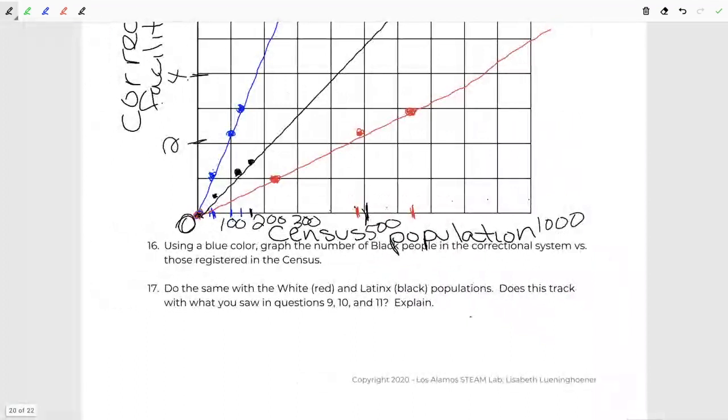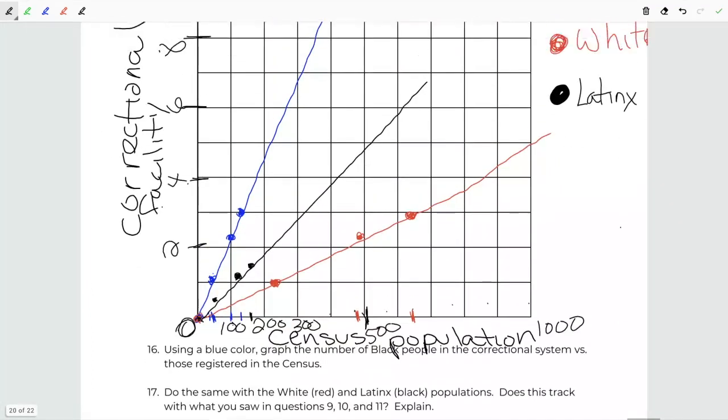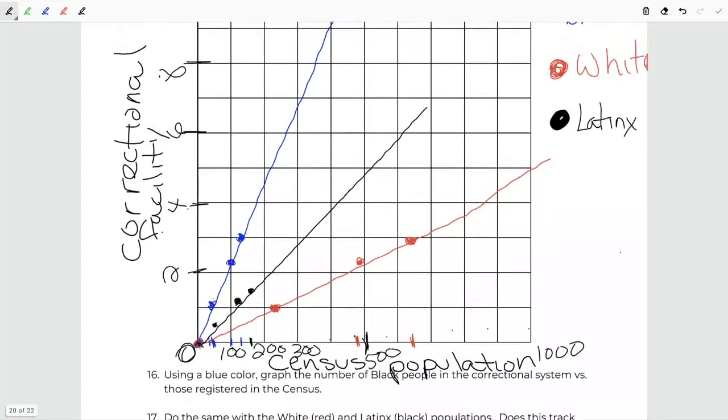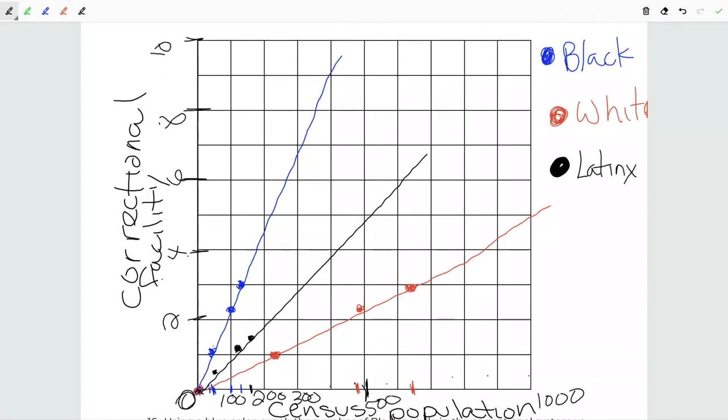Question 17 asks, does this track with what you saw in questions 9, 10, and 11? And yes, it does. What tracks is that for Black people, the line connecting the census, the line is much steeper. It has a steeper slope. More Black people from our census population have visited correctional facilities. Our Latinx people are about in the middle, and much fewer white people have visited a correctional system compared to the census population.